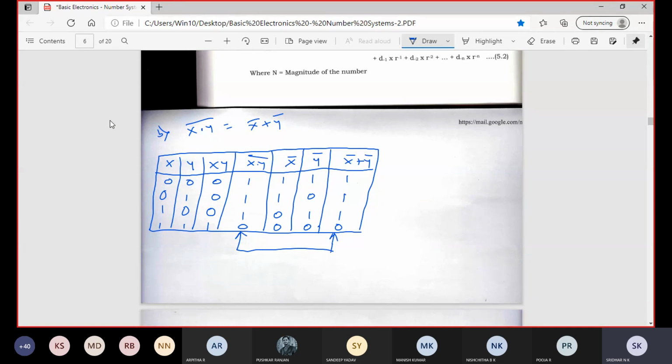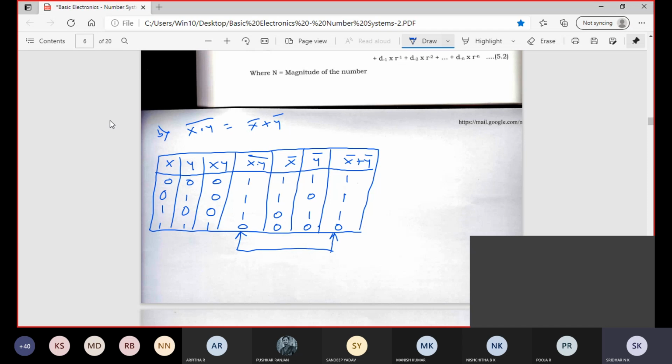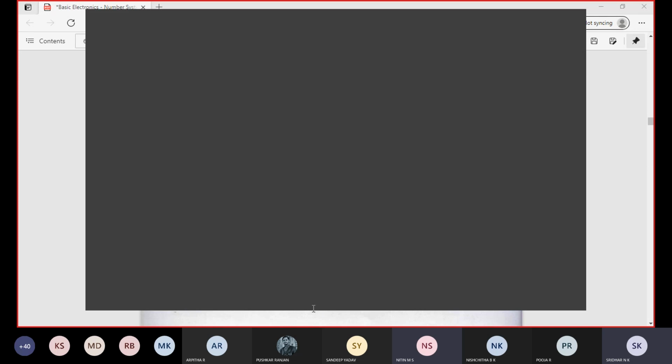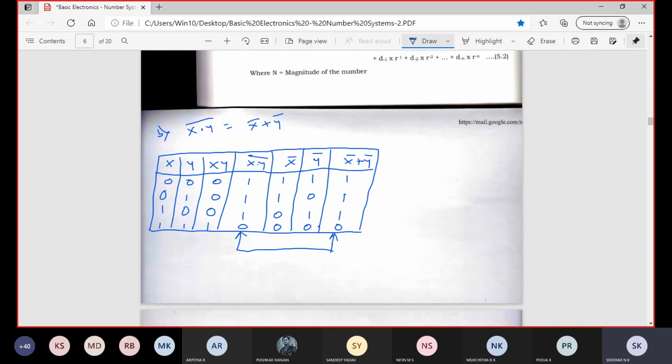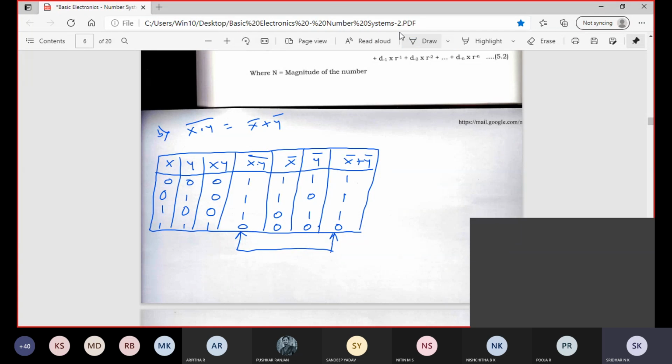If they ask for 3 variables, we'll get 8 combinations, sir. Very good. You will get 8 combinations, because there are 3 variables. So I'll just write the combinations. You try to fill it for tomorrow, for the next class. If not, we'll solve it.